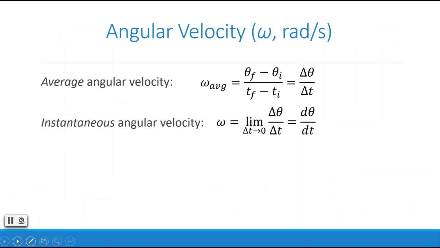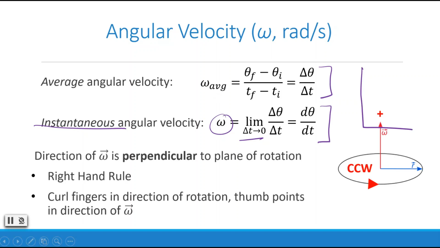We can then define our average angular velocity. Our average angular velocity is going to be the change in position over the change in time, so delta theta over delta t. Then if we take the limit as delta t approaches 0, we can get our instantaneous angular velocity, which is d theta dt. So our angular velocity at any instant doesn't have to be the average because we're looking at d theta dt.